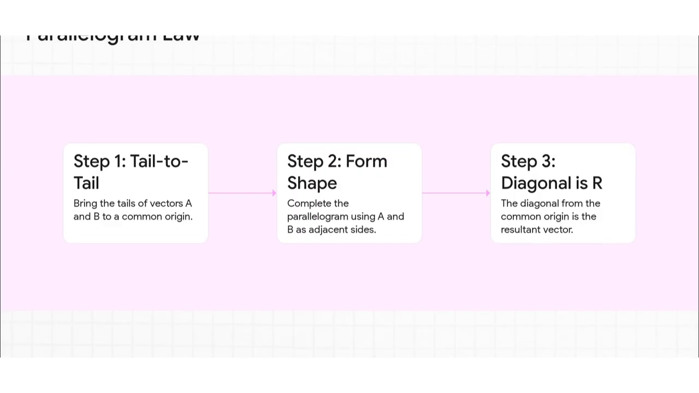And the other method? That's the parallelogram law. For this one, you join both vectors, A and B, tail to tail. Then, you just complete the parallelogram using these two vectors as adjacent sides. The diagonal that starts from that same common origin, that's your resultant. And guess what? Both laws give you the exact same answer.